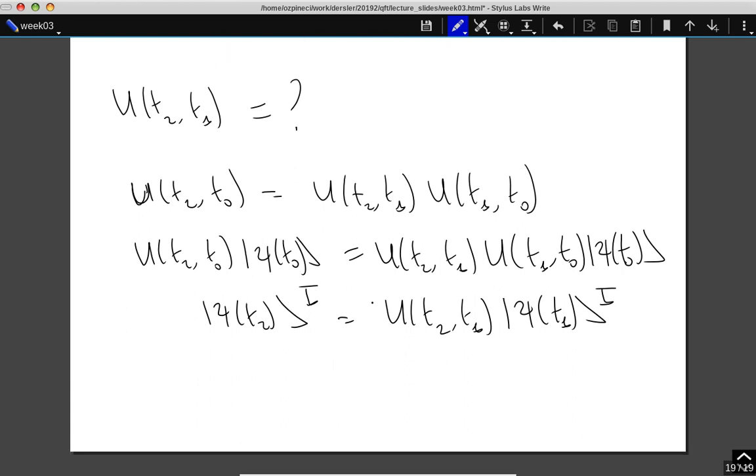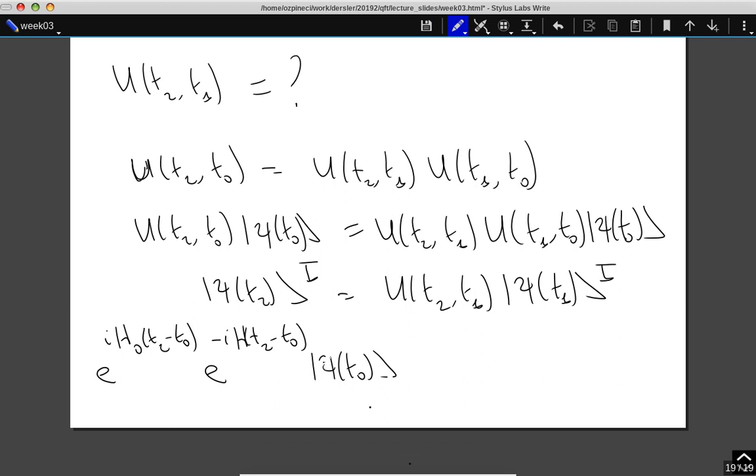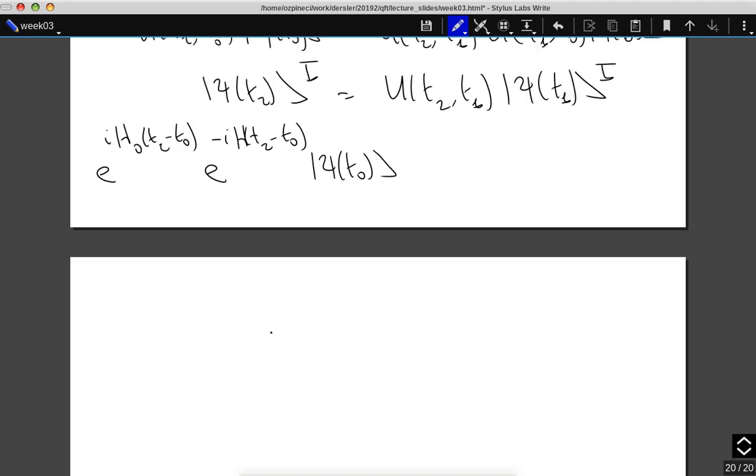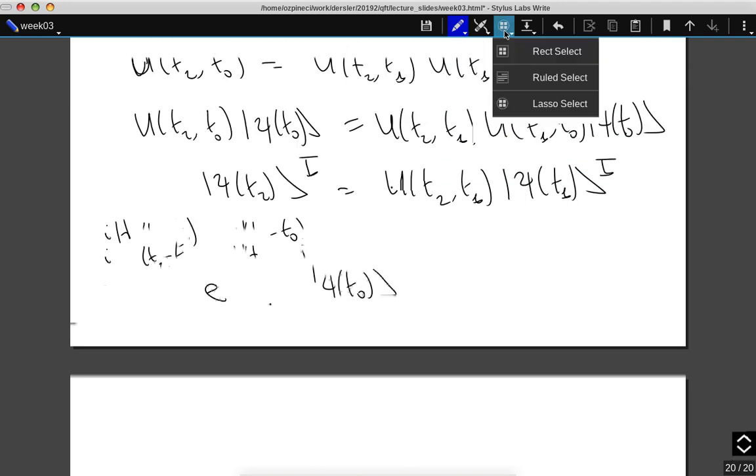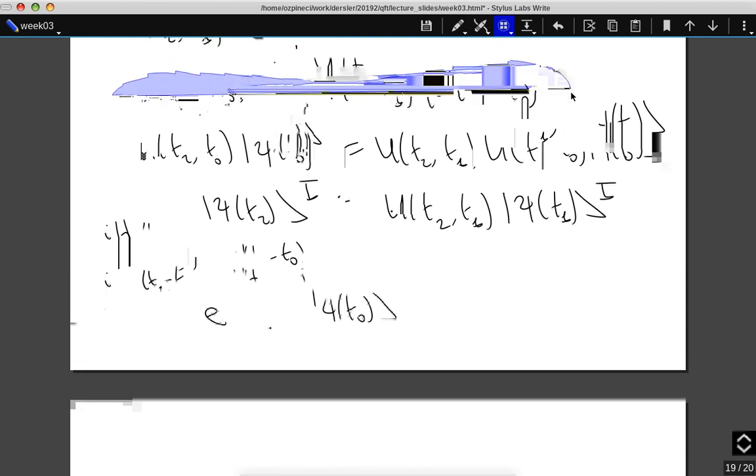Okay, nice. What is its explicit expression? Well, let's try to calculate that. You see, this U we had defined as e to the power i H0 (t2 minus t0) and e to the power minus i H (t2 minus t0) psi of t0. Or in fact, I might directly use this expression to determine what U of t2, t1 is.